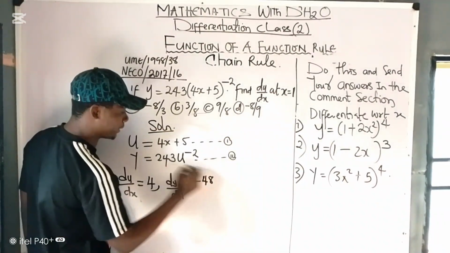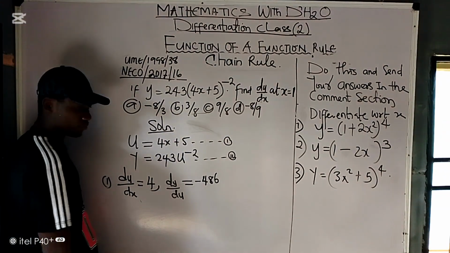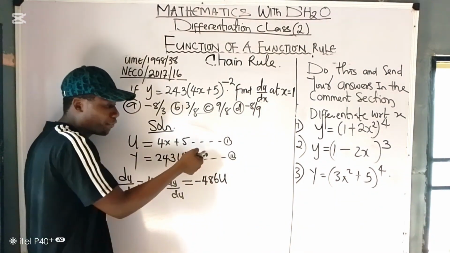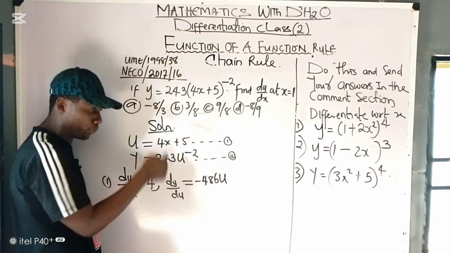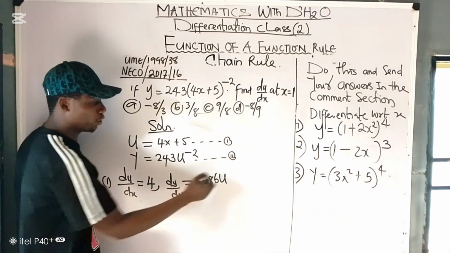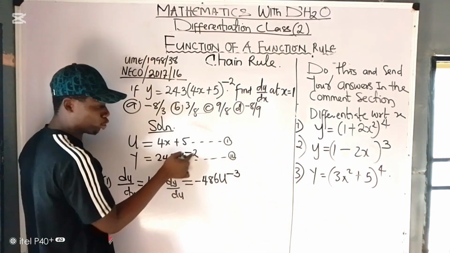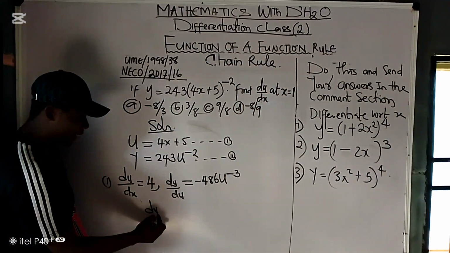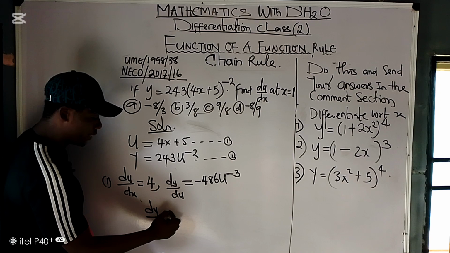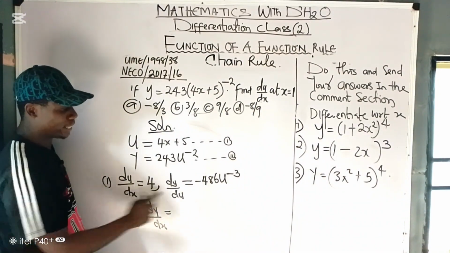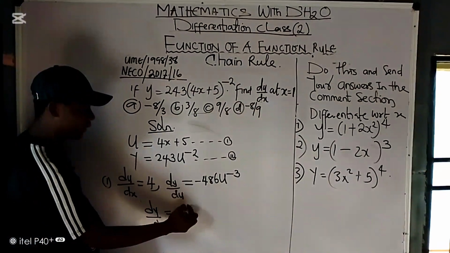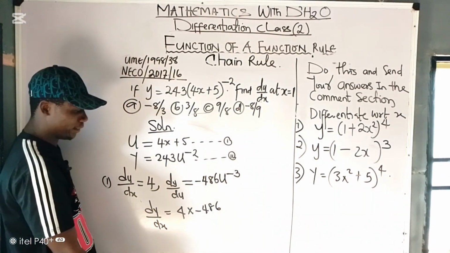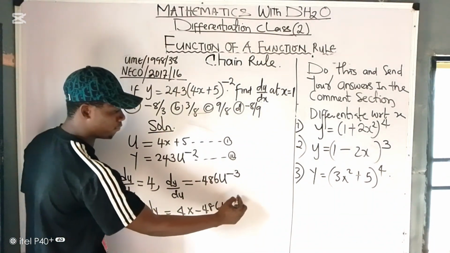This will give us 8. This will give us 6. Are we together? Then u raised to the power of minus 2. You remove 1 from here. Don't forget, if you use the power to multiply, you remove 1 from the power. So that will give us minus 3, because minus 2 minus 1 is minus 3. So what do we simply do? Our dy over dx now, that we are looking for, is simply to multiply du over dx by this. So you have 4 times minus 486. Are we together? Yes. u raised to the power of minus 3.